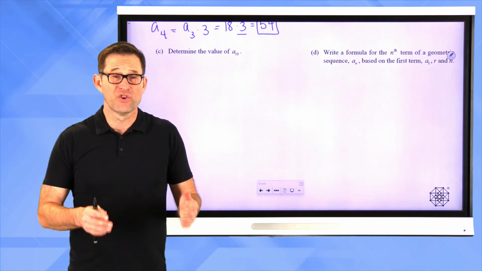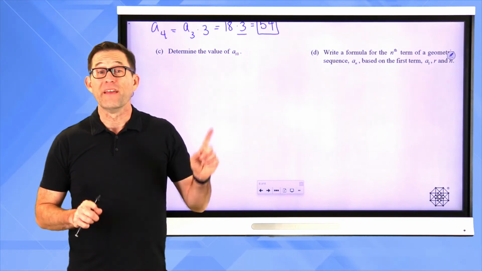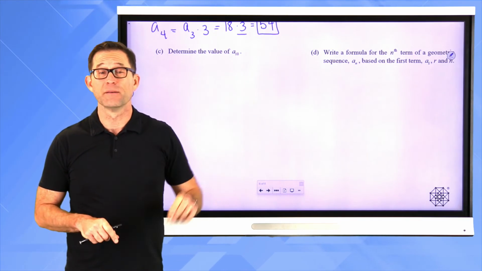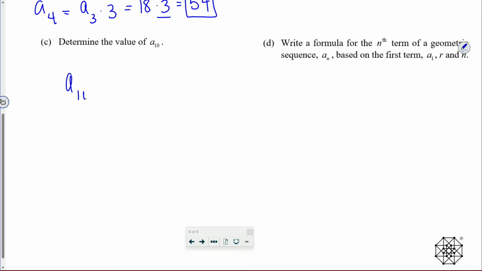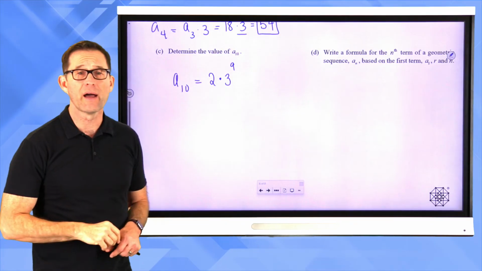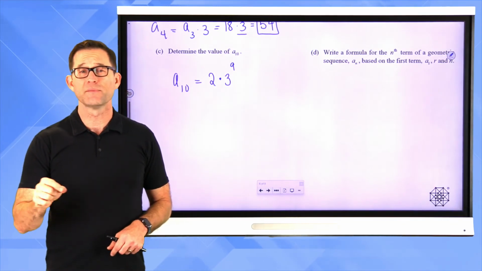Now, I could take 2 and multiply it by 3 9 times, right? Because it's a sub 10. But to be very specific, if I want a10 and I'm starting with 2 and I'm multiplying it by 3, I'm going to multiply it by 3 9 times. So I'm doing 2 times 3 to the 9th.